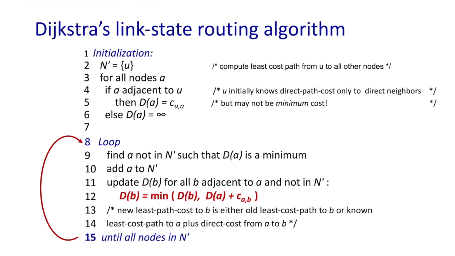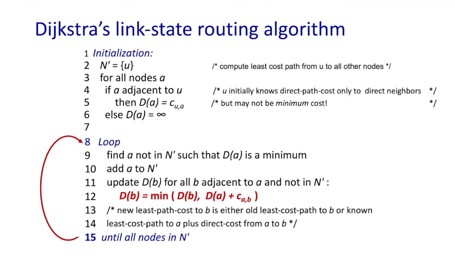And then we've got an update step, which we see here in steps 11 and 12. So the update step is the following. We're going to update D sub B for all nodes B in the network that are next to, that is to say adjacent to, directly connected to A and not yet in N prime. And here's the update step. We're going to say D sub B is equal to the minimum of the old value of D sub B and a potential new cost. The new potential cost is the minimum cost to get to A, remember this is now known, plus the one-hop cost to get from A to B.